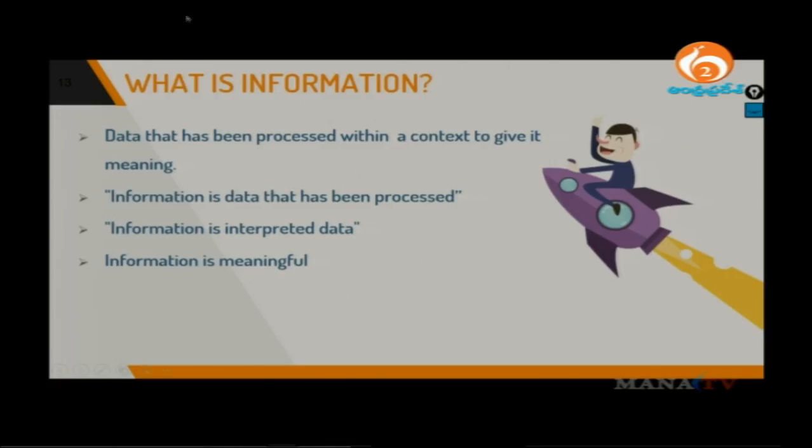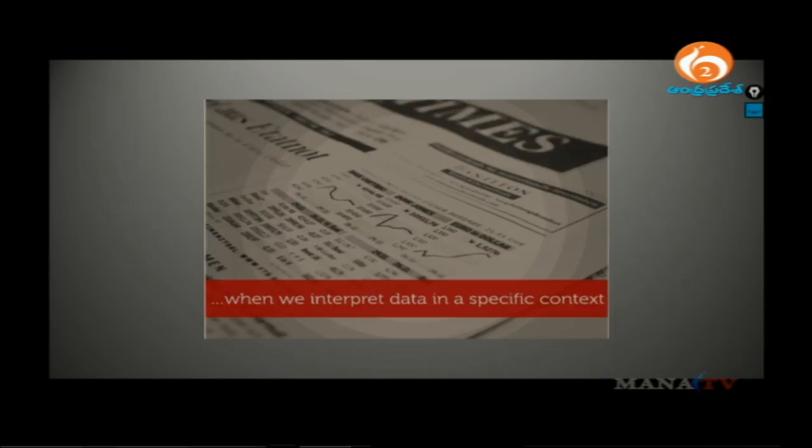So you can see that data has been processed within a context to give meaning, and information is data that has been processed. After processing we usually call it information. Information is interpreted data and it has a specific meaning. We interpret the data in a specific context, like the paper here. You may have a paper describing a process being done improperly. Everything like this is what we call information.